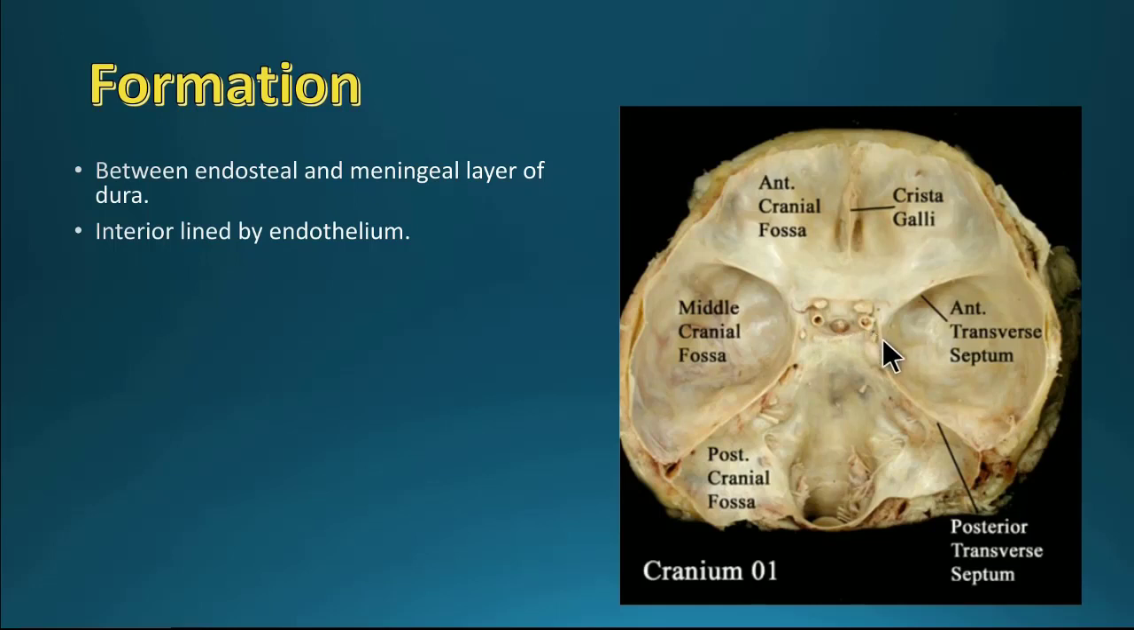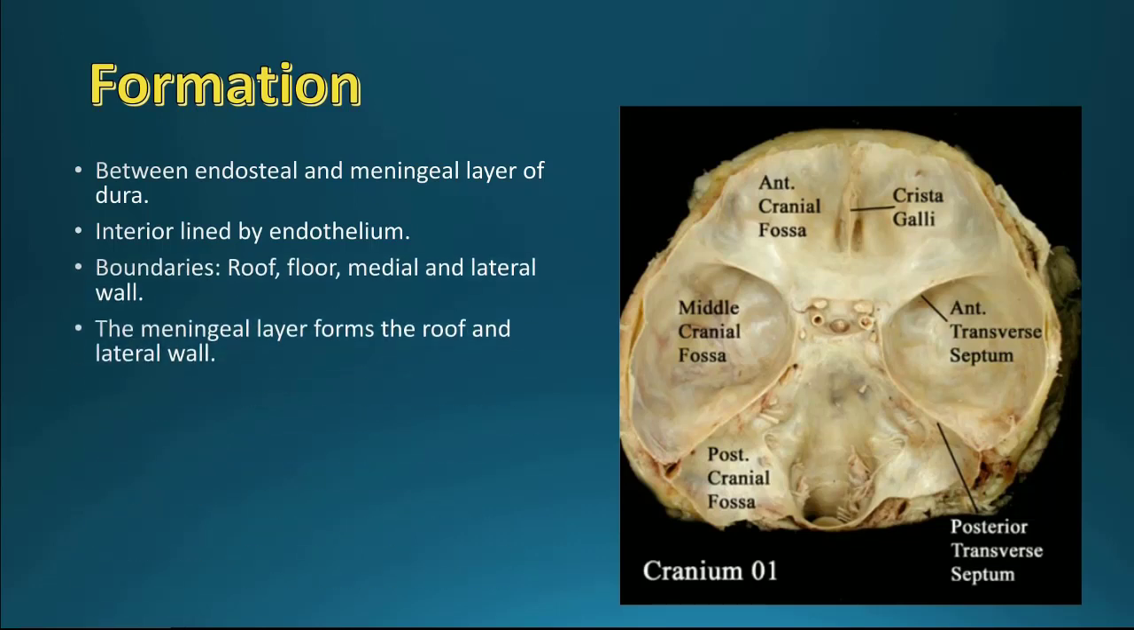Okay. So as I told you, the roof and the lateral wall is mainly formed by the meningeal layer, whereas the floor and the medial wall is formed by the endosteal layer of dura mater. So here you are able to see that is the thin roof, where the roof of the meningeal layer of the dura continues as the lateral wall.